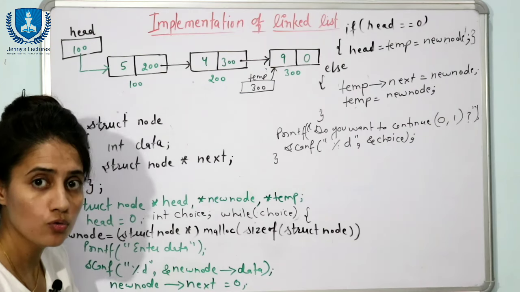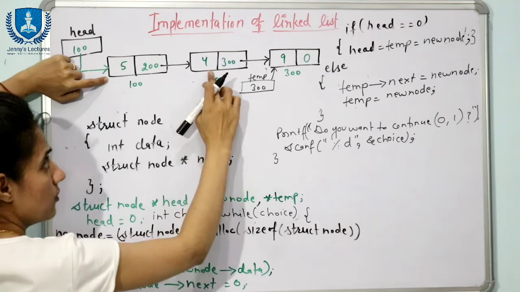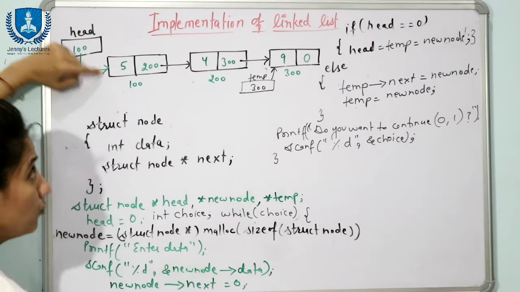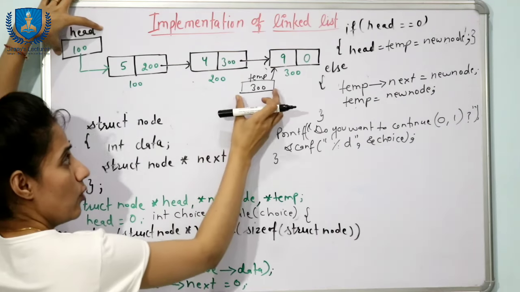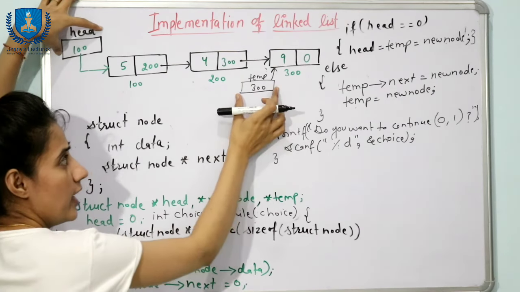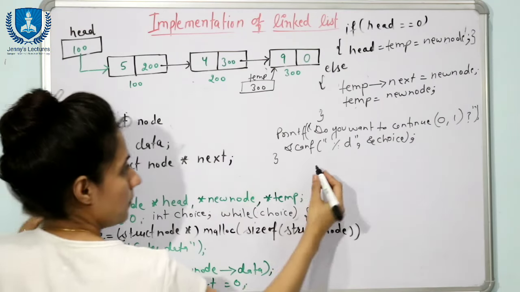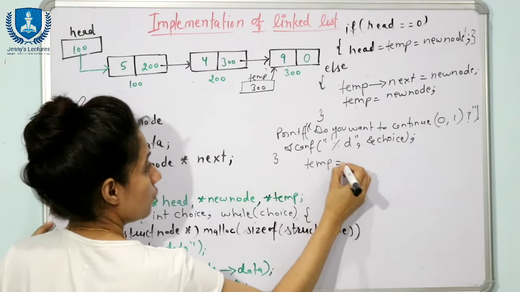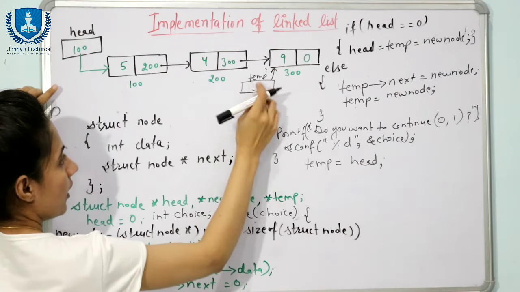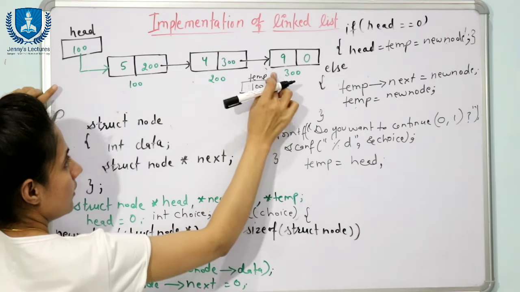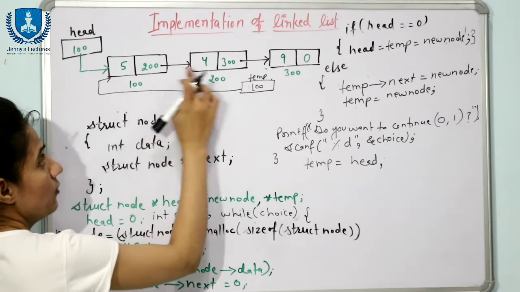How are you going to traverse? From here, first of all, you are going to print the values 5, then this 4, then this 9. We cannot move this head pointer, so that is why, since at last temp was here, again we are going to initialize this temp from here, right? So in temp, first of all you are going to store temp is equal to head. Now in temp we have 100, so now temp is pointing here. So now you are going to print 5, 4 and 9.